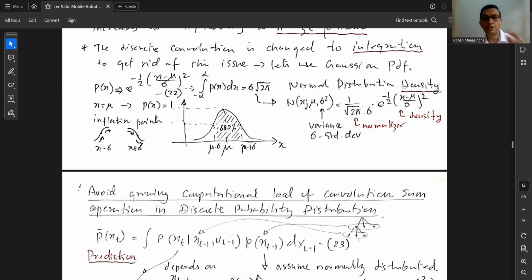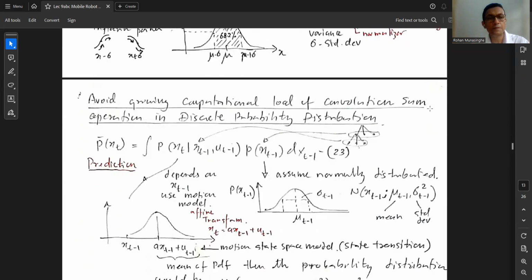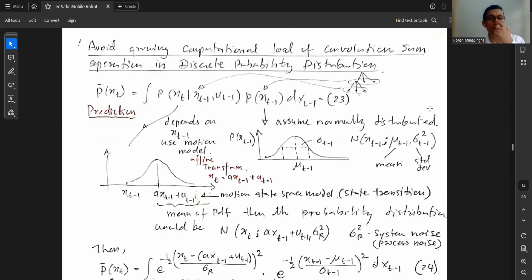This is again the normal distribution function. I think I have explained this to you earlier. Remember this equation, e to the minus half, x minus mu over sigma, all squared. Mu is the mean or expected value. Sigma is the standard deviation. I think you know all of these things now. Now let's see how it happens.